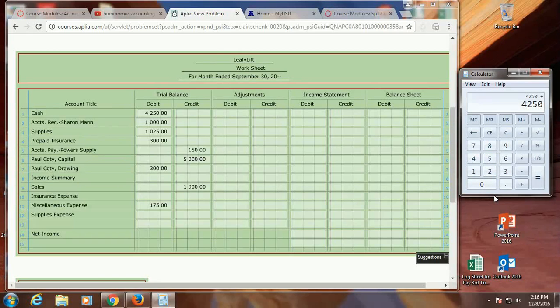But I'm going to add the debit column, so 4,250 plus the 1,000 plus the 1,025 plus the 300 plus the 300 plus 175, and I get 7,050. And let me add up the next column.